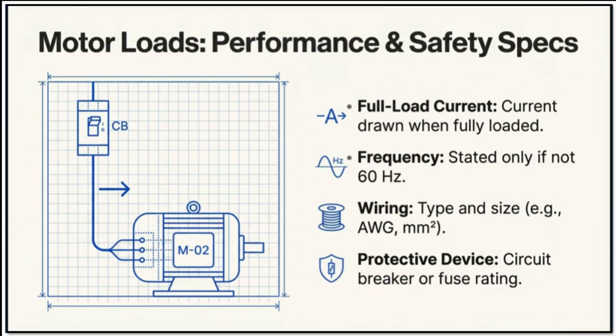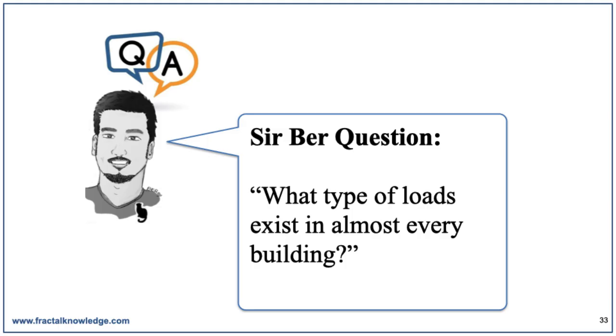The schedule includes full load current, frequency, wiring type and size, and circuit breaker or fuse rating. These parameters protect the motor against overcurrent conditions. Kung mali ang breaker type and rating, unang masisira ang motor. Okay. Tanong again, what type of load exists in almost every building? Hindi lang naman lahat motor, di ba?